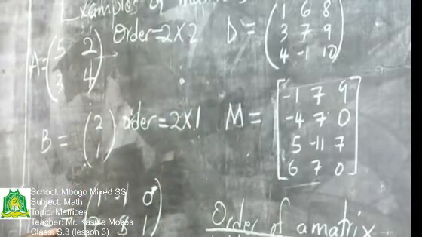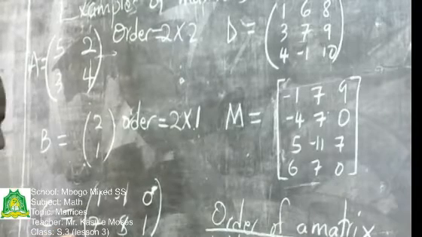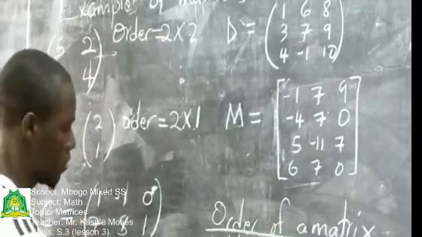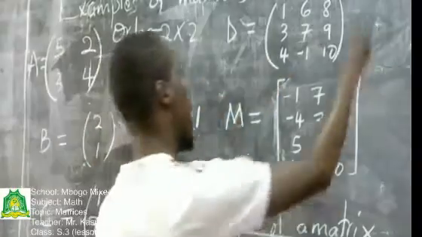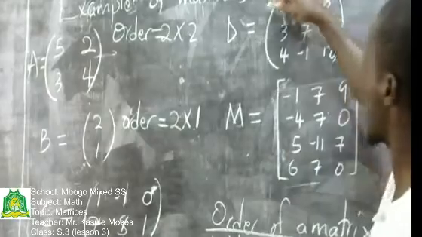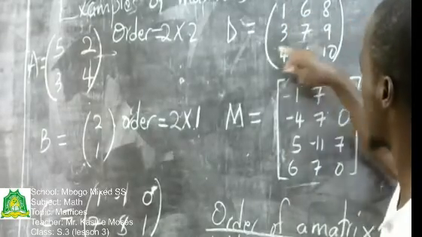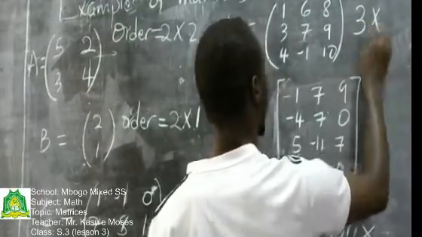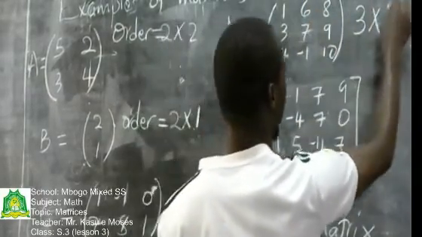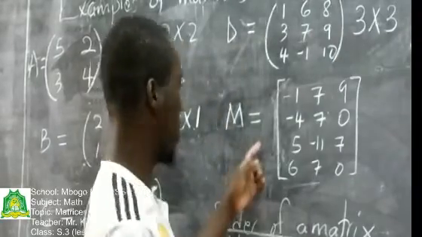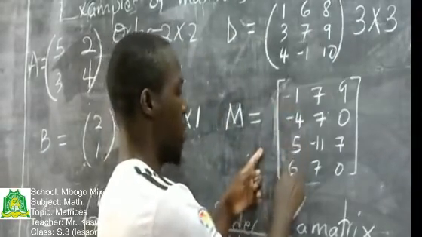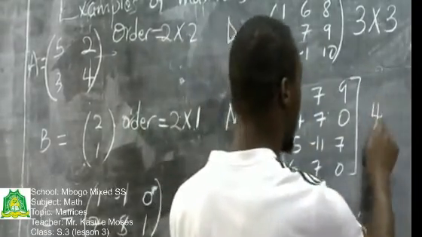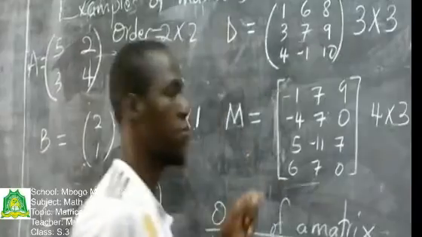Matrix C has order 2 rows and then 3 columns. Matrix D is of order, when you count, that is 1 row, second, third. So that is 3 rows and also 3 columns. Matrix M, 1, 2, 3, 4 rows, then 1, 2, 3 columns. So it has order 4 by what? 4 by 3.